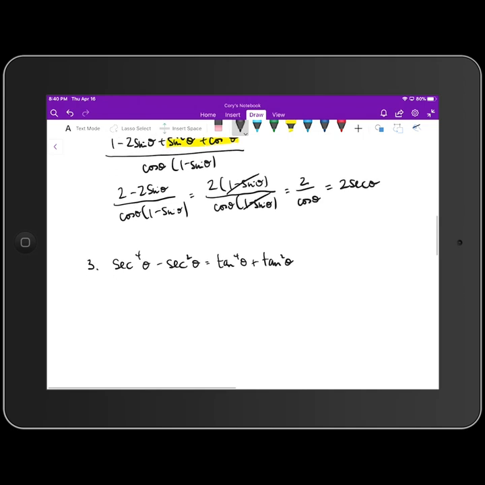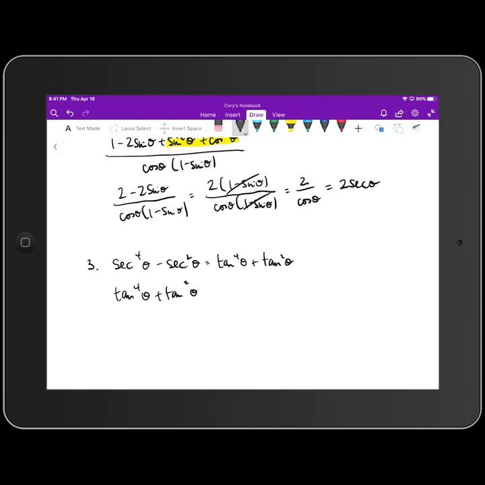Okay, under problem 3. So here we have the secant of theta raised to the 4th power minus secant squared is equal to the tangent of theta to the 4th power plus tangent squared. For this problem in particular, I don't think one side of the expression is any more complicated than the other. So you can start with the left-hand side or you can start with the right-hand side here. I'm just going to go ahead and start with the right-hand side because the previous 2 examples, we started with the left-hand side. So I'm going to show you that we can verify the identity starting with the right-hand side.